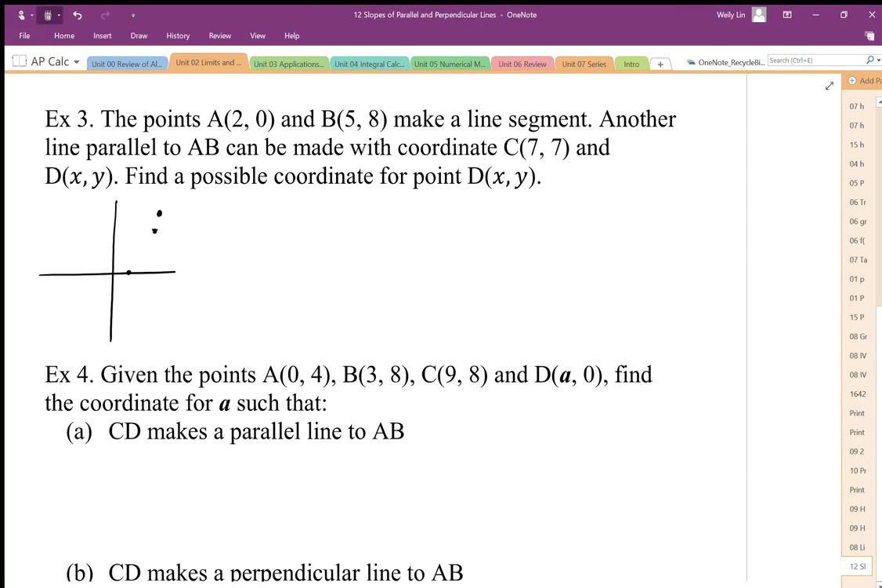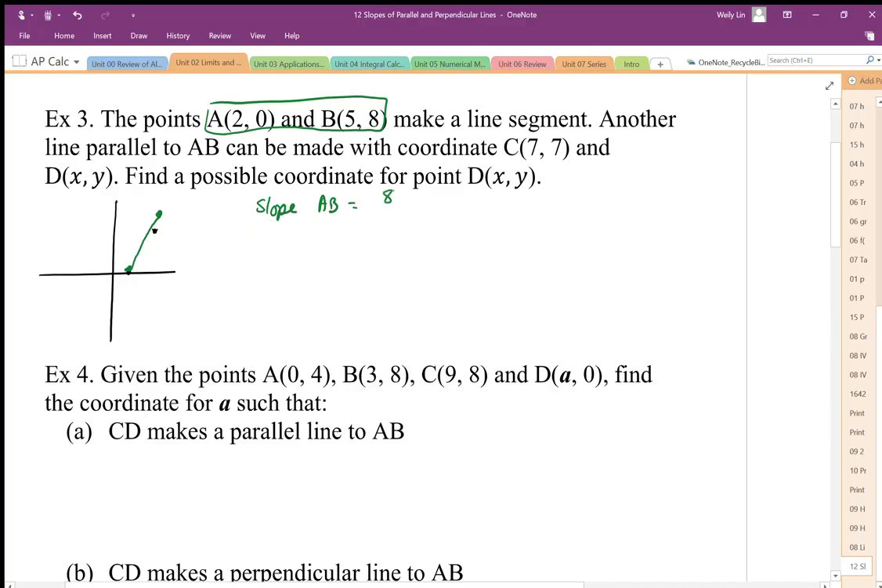So I have one line segment, A to B, which I'll do in green. This line segment here. And I need to find another point D that makes this parallel. Well, first thing I want to probably do is find out the slope. So I want to find the slope of A to B.